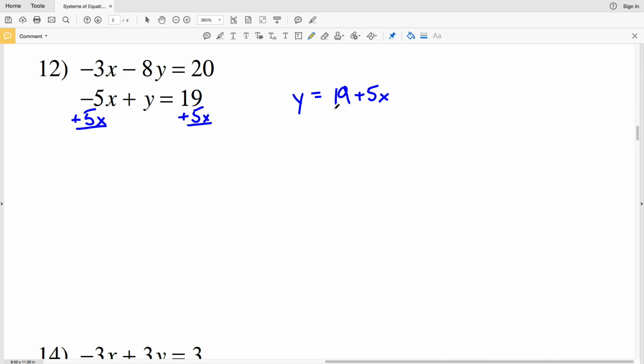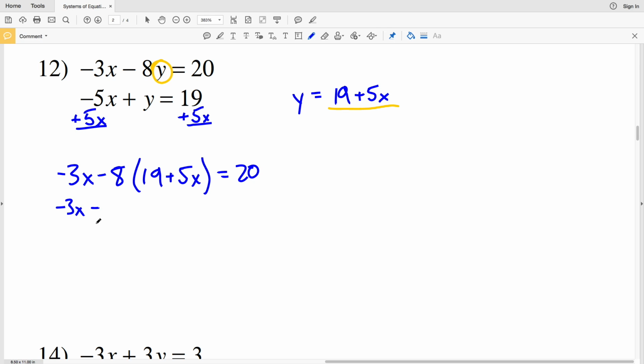So now I'll take that 19 plus 5x and plug it into my first equation. So negative 3x minus 8 times 19 plus 5x equals 20. So I'll have negative 3x minus 8 times 19, which is 152, minus 8 times 5x, which is 40x. That's equal to a positive 20. So I'll add 152 to both sides.